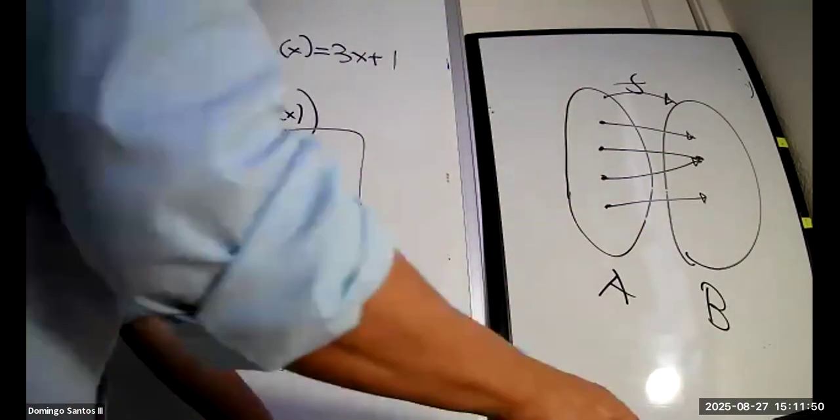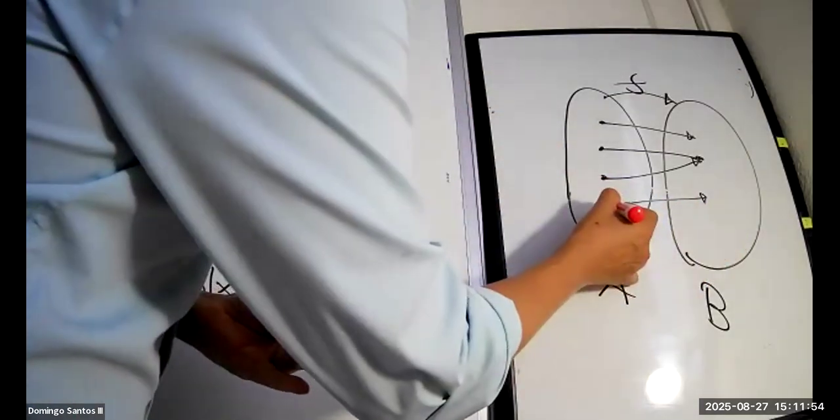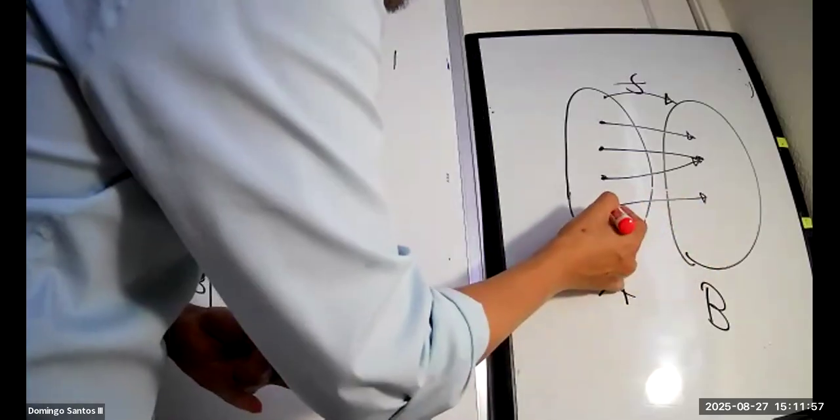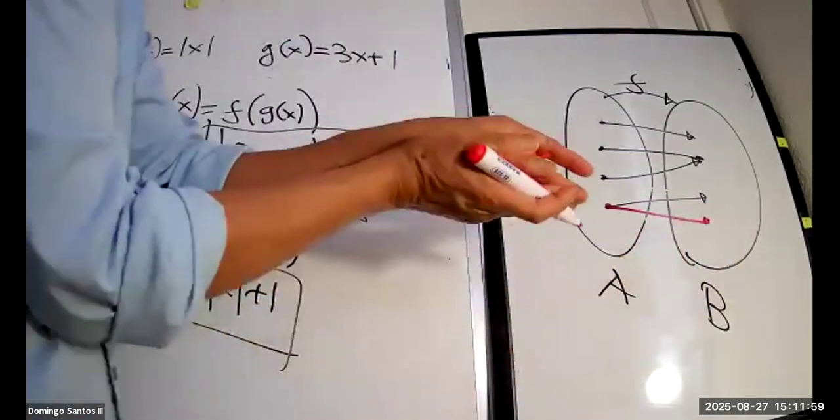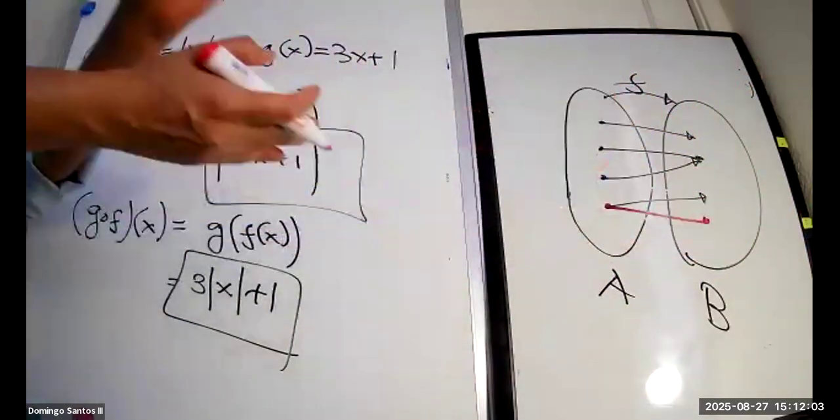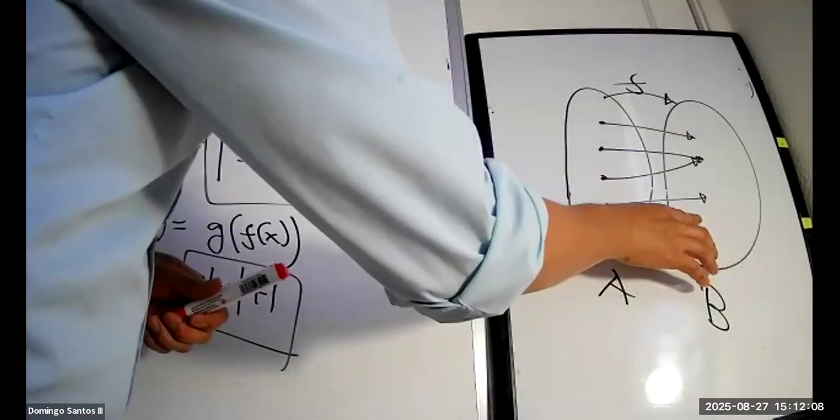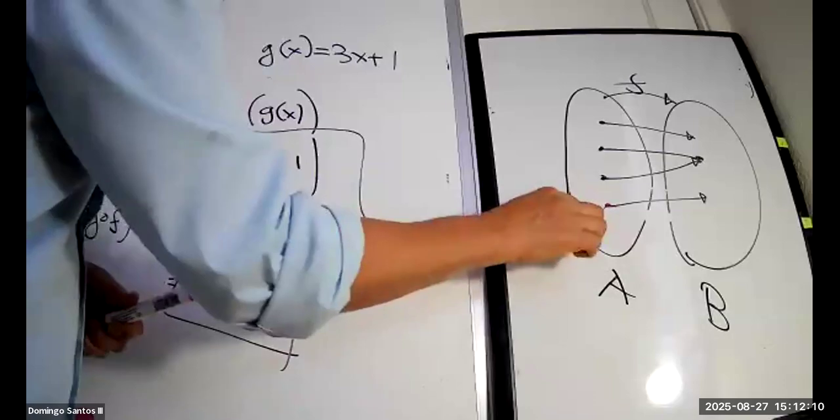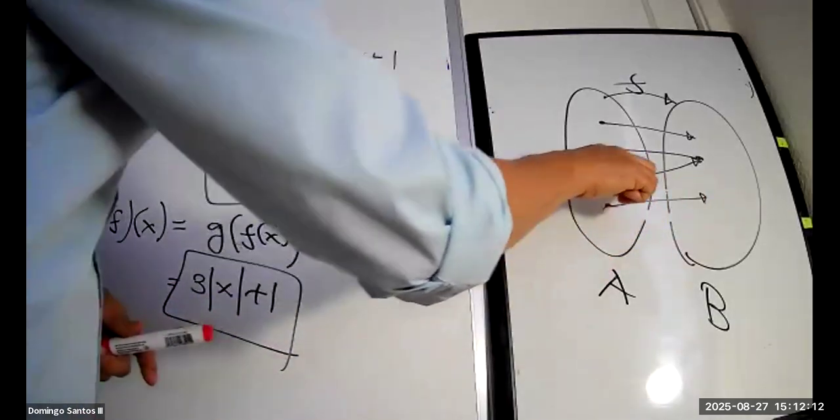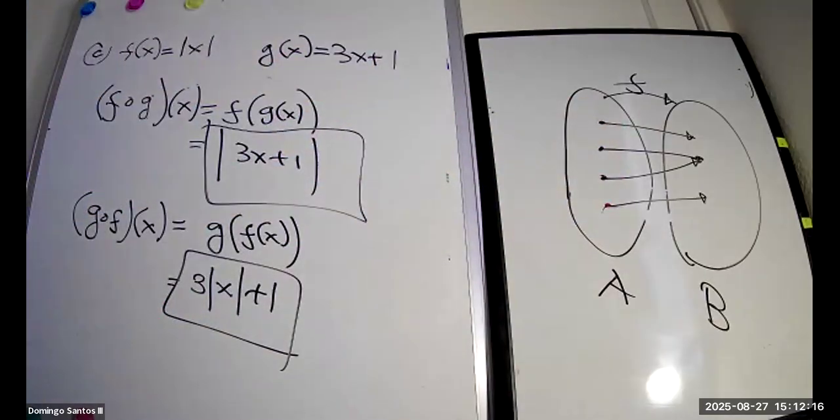Now, it's not a function if, for example, you have this one mapped to that, and then this one is again mapped to another one. If that happens, you don't have a function. So we do not want that. We just want unique, unique, unique, unique. Does that make sense, class? We're just recalling.